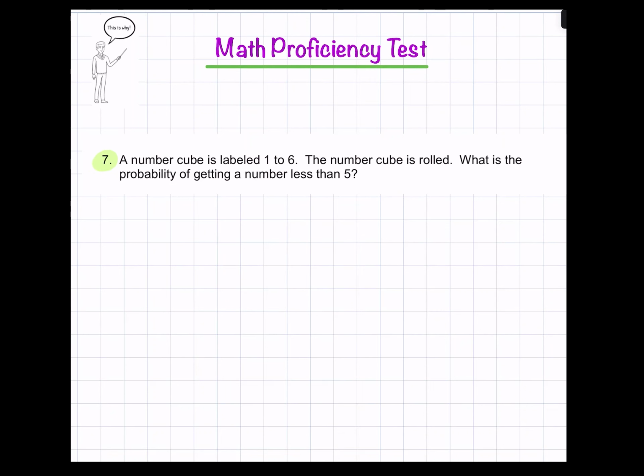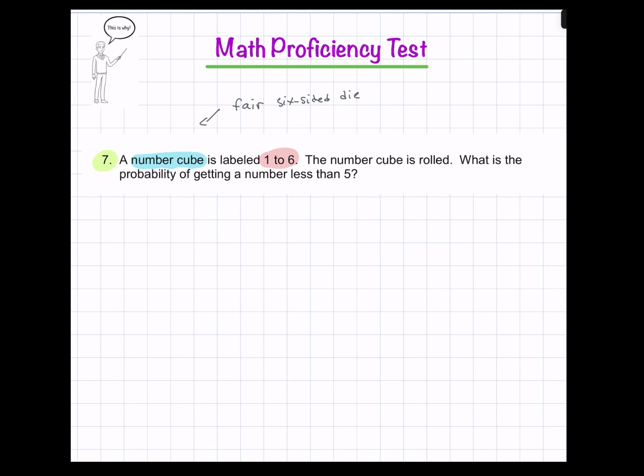Okay, so here they tell us that a number cube is labeled 1 to 6, so the sides of this thing are going to have the numbers 1 to 6 on them. And what they really mean by this is that this is going to be a fair six-sided die. And fair means that when you roll it, each side is equally likely to come up.